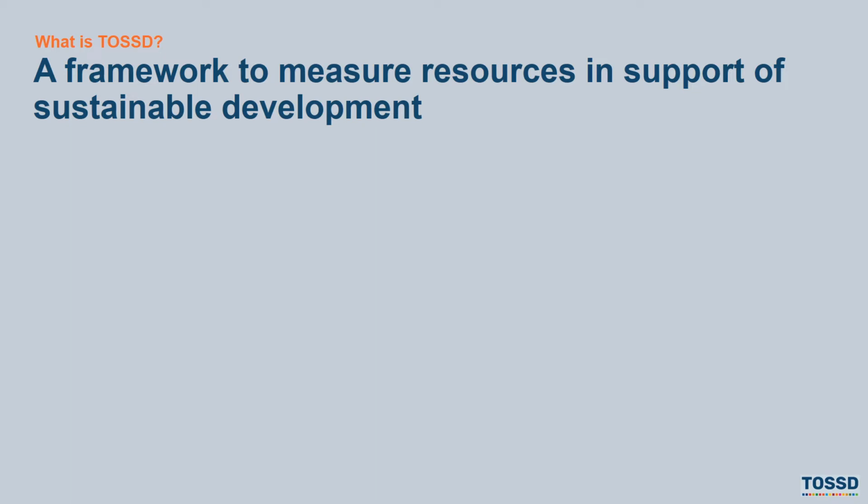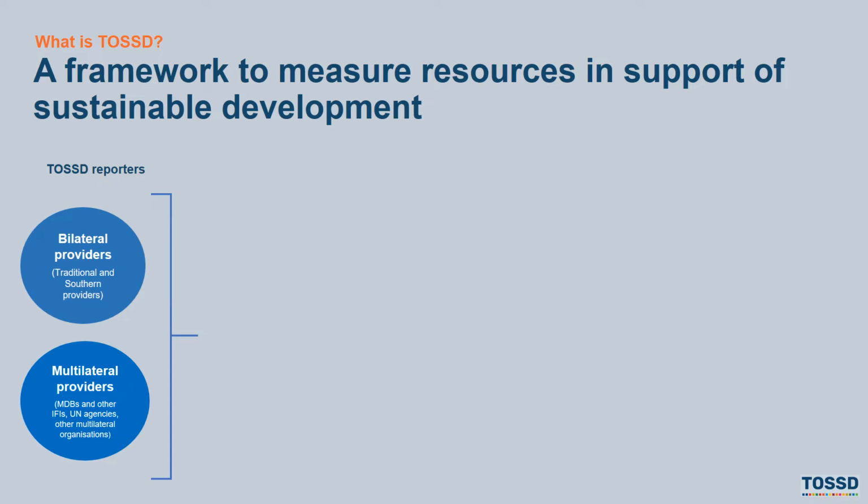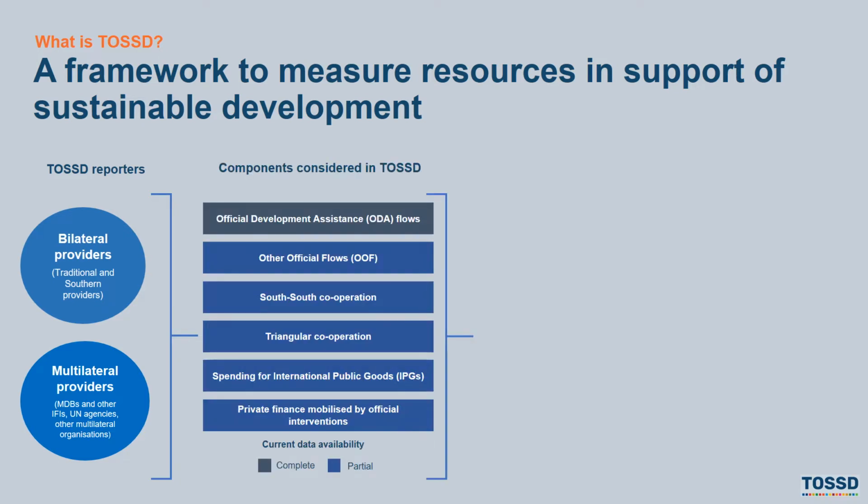TOSSD is a framework to measure resources in support of sustainable development. Bilateral providers, such as traditional and southern providers, as well as multilateral institutions, such as MDBs or UN agencies, report TOSSD data. These TOSSD reporters report data on official development assistance, other official flows, South-South cooperation, triangular cooperation, spending for international public goods, and private finance mobilized by official interventions. While data on official development assistance flows are fully available, data on other components are only partially available internationally, hence the importance of TOSSD.